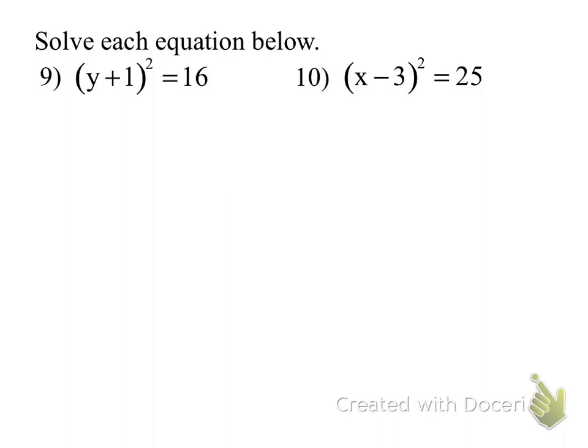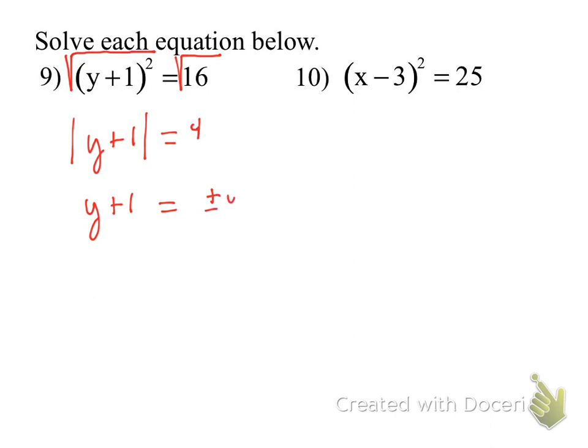Okay, now, remember what I taught you about the binomials under the radical? I'm still going to do the same thing. Take the square root, take the square root, take the square root. Let's just do the 1. Okay, so what is the square root of the binomial y plus 1 squared? The absolute value of y plus 1 equals what? 4.